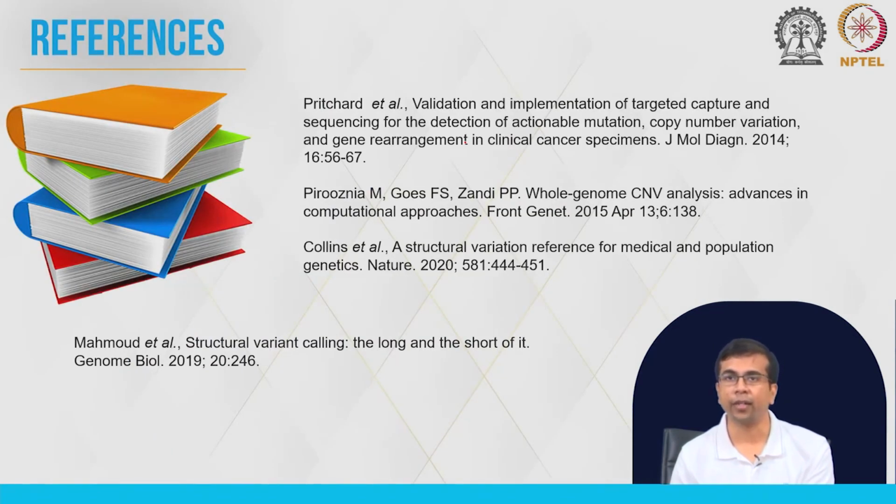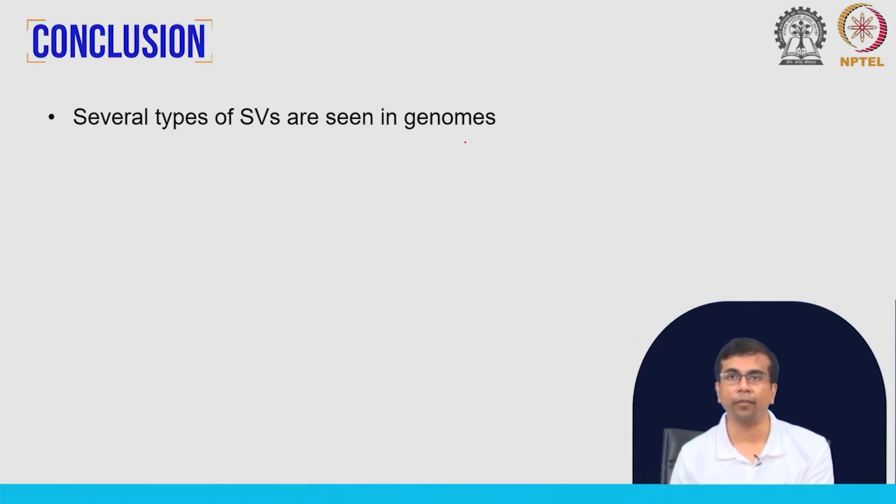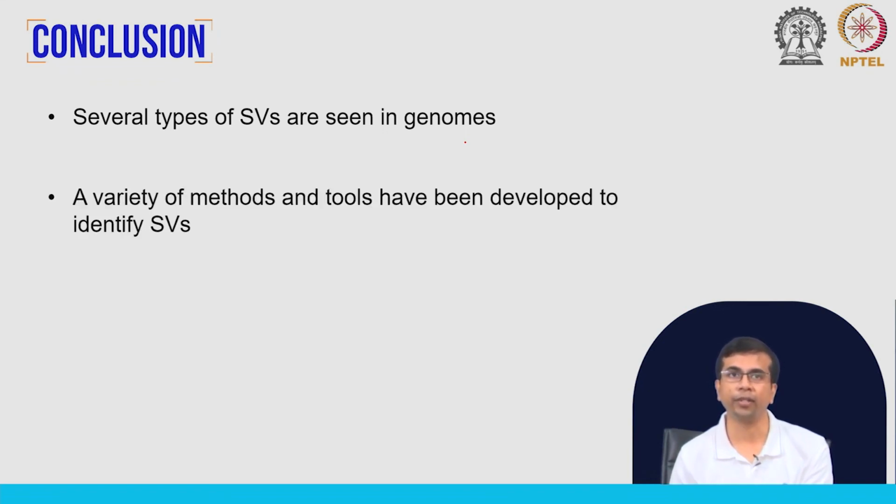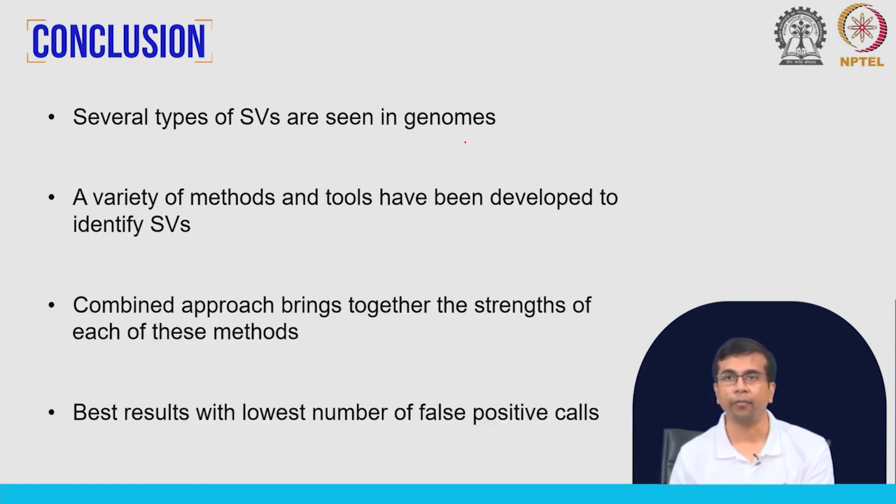So, here are the references that we have used for this class, and in this class, to summarize, we have seen different types of SVs which are observed in genomes, right. These are not just made up or thought of, but we actually identify these different types of SVs in the genomes, and we have discussed different methods and tools that can help us identify these structural variants. And what we have also seen, that combined approach brings together the strengths of each of these methods, right. So, we get a much more accurate view of the structural variants that are out there, and we get best results, and we reduce the number of false positive calls.